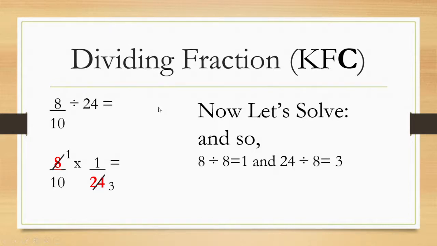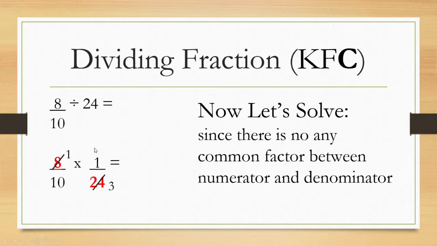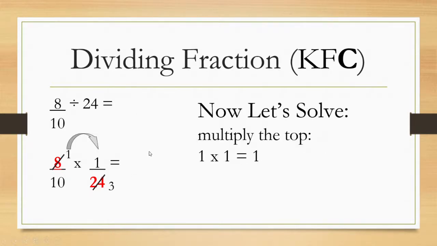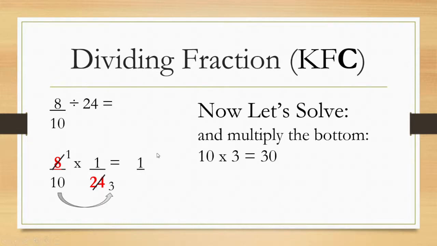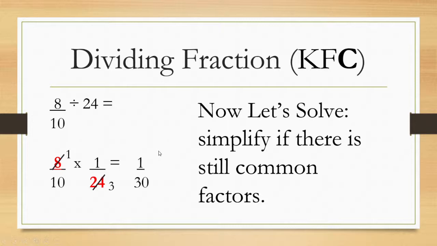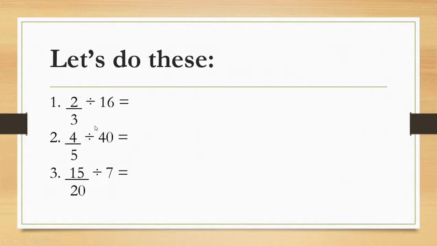24 divided by 8 is 3. So since there's no common factor, 1 and 10, 1 and 3, none. So we could multiply 1 times 1 is 1, and 10 times 3 is 30. So since there's no other common factor, 1 and 3, 1 and 30 are simplified. So the quotient in 8 over 10 divided by 24 over 8 is 1 over 30. Okay? So 1 over 30.